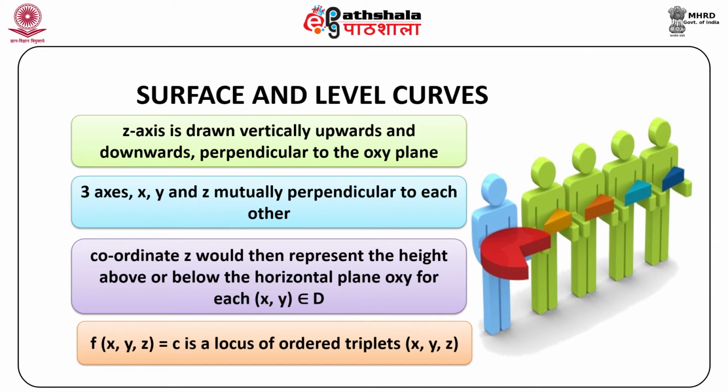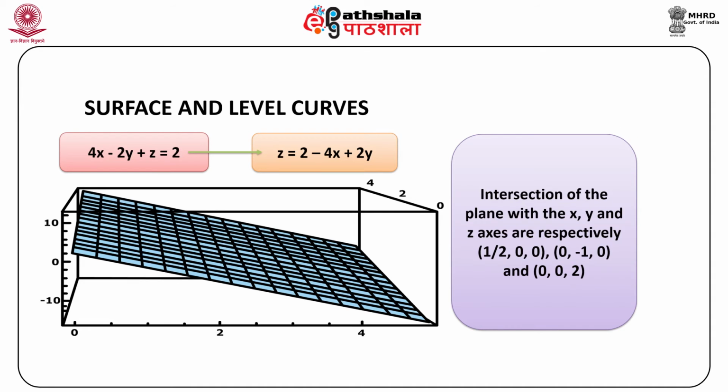The coordinate z would then represent the height above or below the horizontal plane OXY for each (x, y) belonging to D. The graph of the equation f(x, y, z) is equal to c is a locus of ordered triplets (x, y, z) satisfying the given equation. The given figure shows a surface corresponding to the equation of a plane, 4x minus 2y plus z is equal to 2. Given equation can be written as z is equal to 2 minus 4x plus 2y.